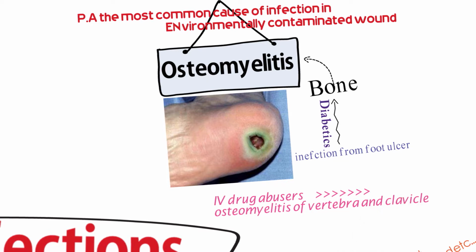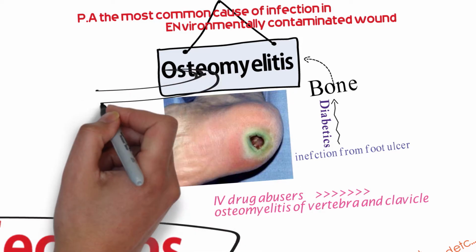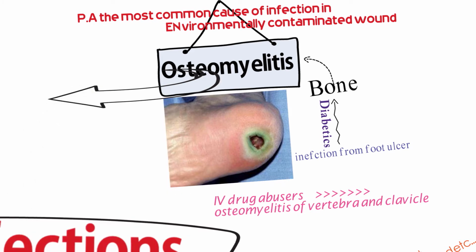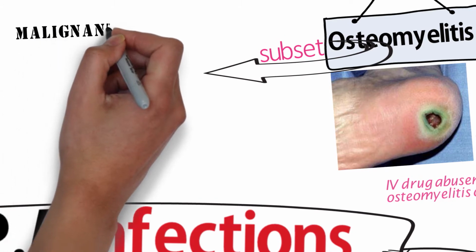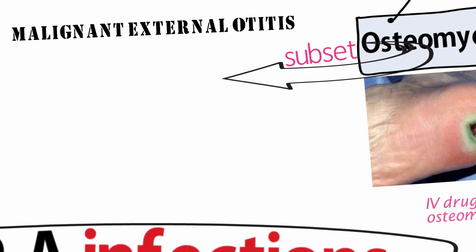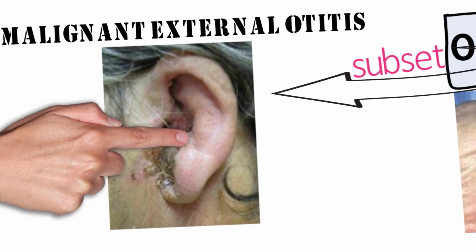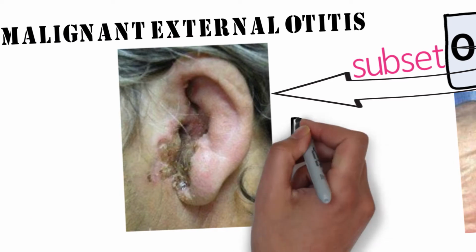How to manage the osteomyelitis caused by Pseudomonas aeruginosa? We shall discuss the management of Pseudomonas aeruginosa infection at the end of the illustration video. Let's discuss an important subset of osteomyelitis caused by Pseudomonas aeruginosa. That's malignant external otitis. It develops in patients with diabetes, patients with HIV.